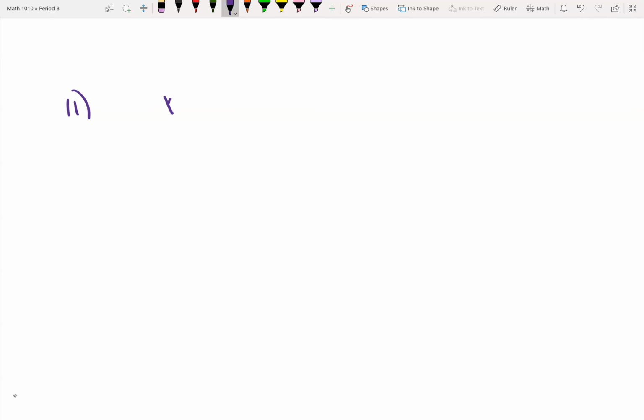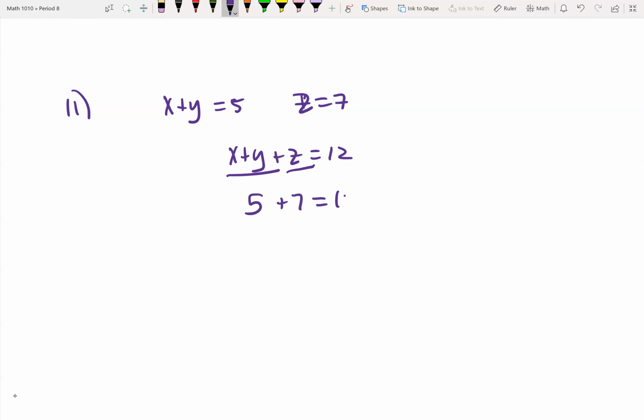Okay, so we have x plus y is 5, and we know that z is 7. So is it correct that x plus y plus z is 12? Well, x plus y is 5, so substitute that in. Z is a 7. Is 5 plus 7 12? Yes. Okay, how do you know that? Because of substitution. That's what I would say.